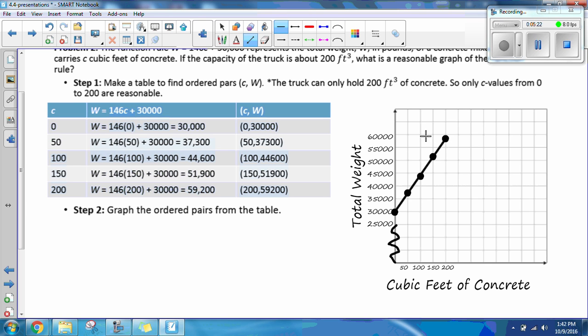In this case, we don't need the arrowheads at the ends because 200 is our maximum, so our data is not going to go beyond that. And we don't need an arrowhead on this side because we can't have negative cubic feet of concrete. However, you do need to connect the dots because I can have cubic feet of concrete that are between these values. So I can try to figure out what 40 cubic feet would weigh by looking at this graph, and it would be around 35,000. I could try to figure out what 175 cubic feet would weigh, and it's around 55,000. So you must connect the dots to create that line to show all the other possible solutions.